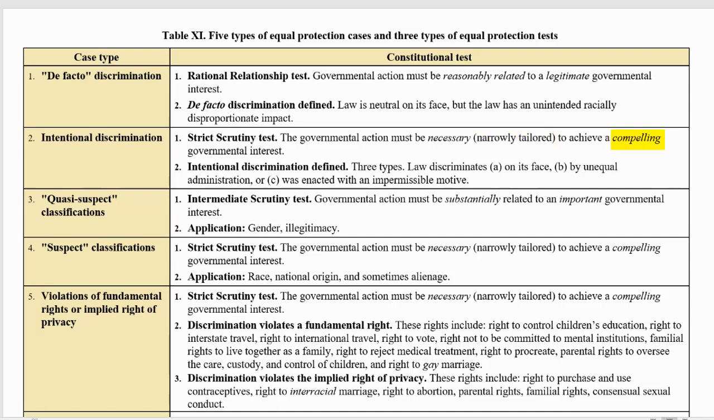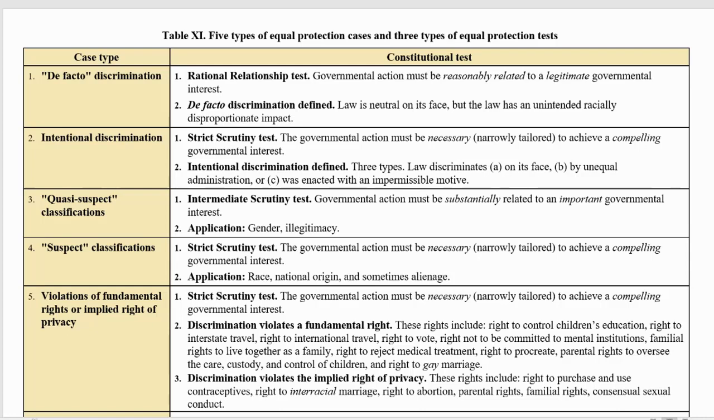A compelling governmental interest. So when the judges care deeply, when they care a lot, they're going to apply this strict scrutiny. They're going to scrutinize this law, and if it's not narrowly tailored to achieve not just an important interest, but a compelling governmental interest, it's going to be overturned, right? So strict scrutiny oftentimes means the government loses, because it's very hard to meet this high standard. Not always, but most of the time.